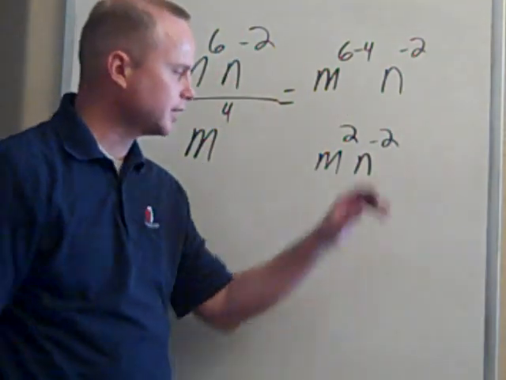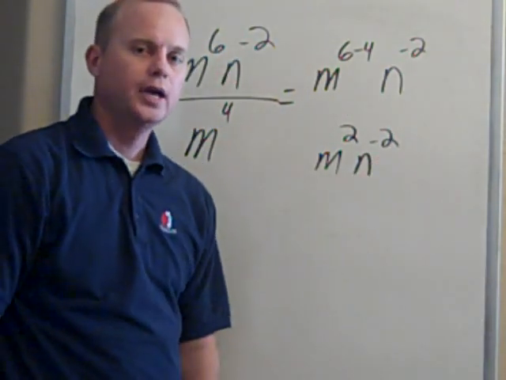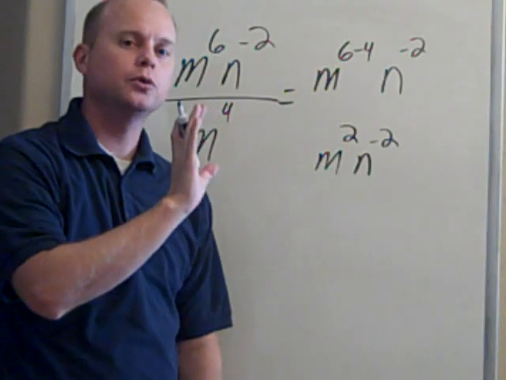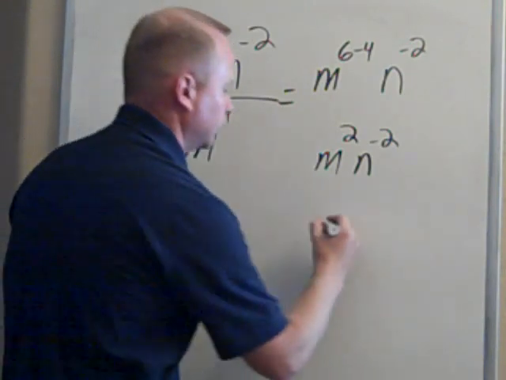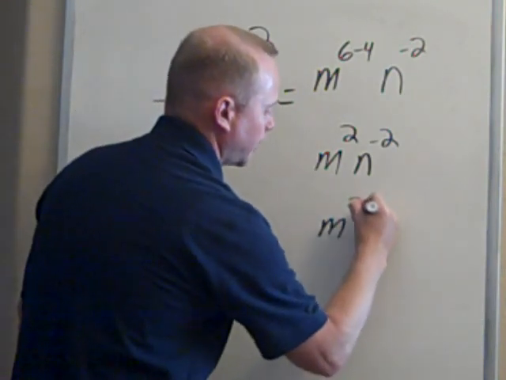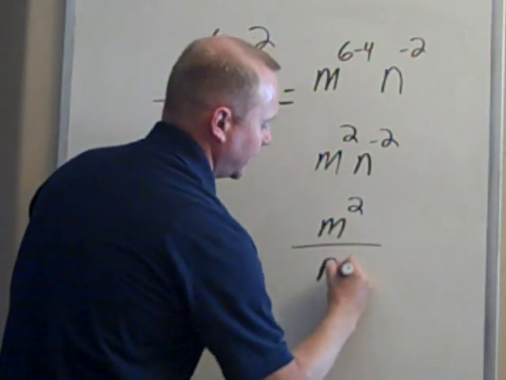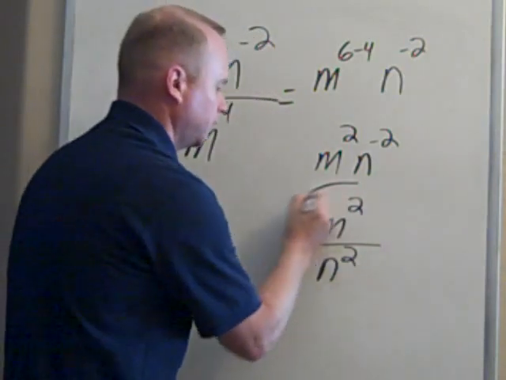So we're almost there. We just have to get rid of this negative at this point. And in order to get rid of that negative, I'm going to move it down to the denominator. This would be m squared all over n squared. This right here would be your answer.